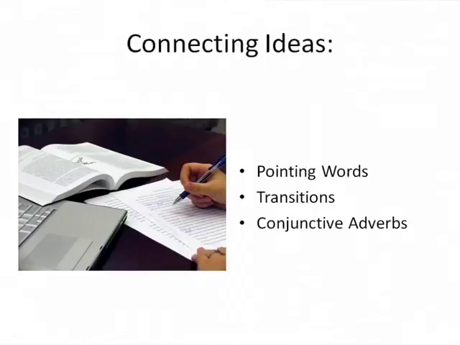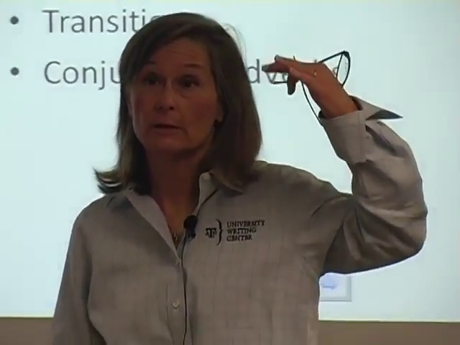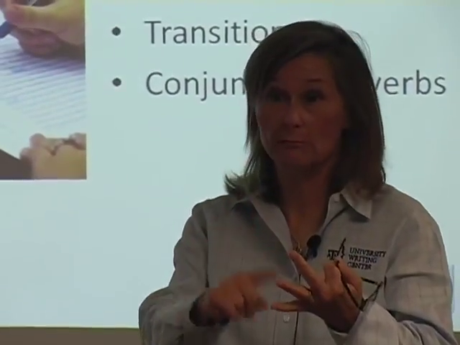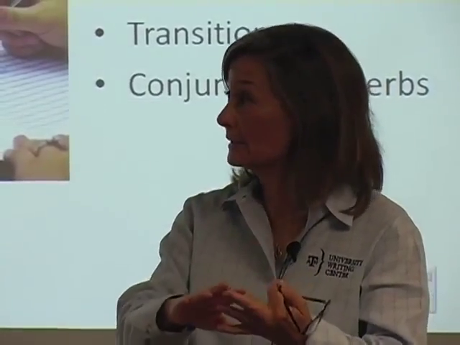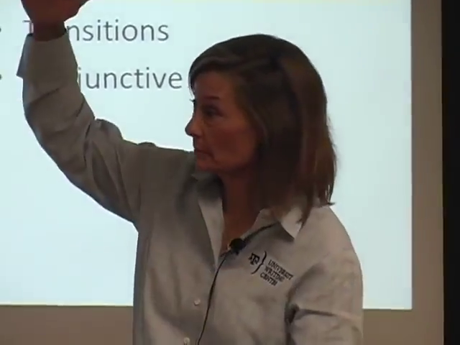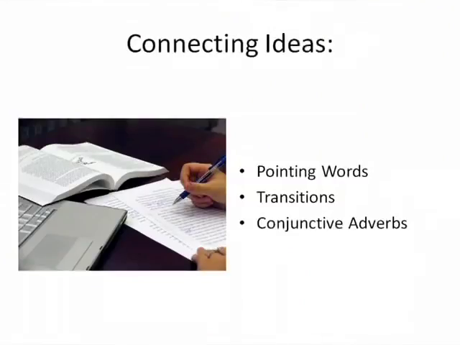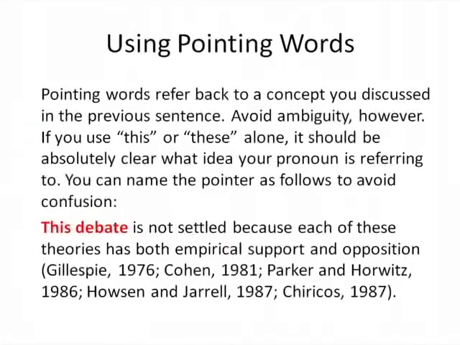So I have three ways of doing this when I write, and I think they're pretty helpful. You can use pointing words. First of all, you want your topics to flow together. That's why we're talking about sequential, methodological, and those kinds of things. Now we're getting down to the sentence level rather than the paragraph level or the page level: pointing words, transitions, and conjunctive adverbs.